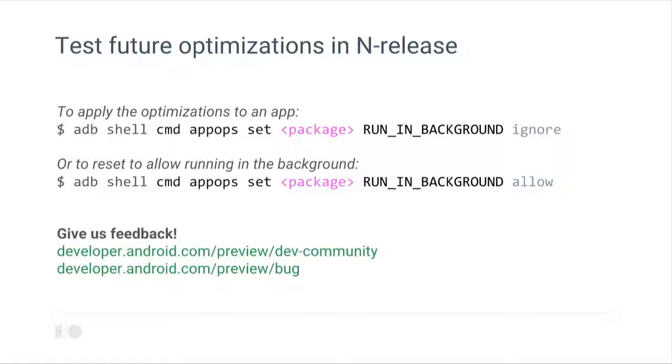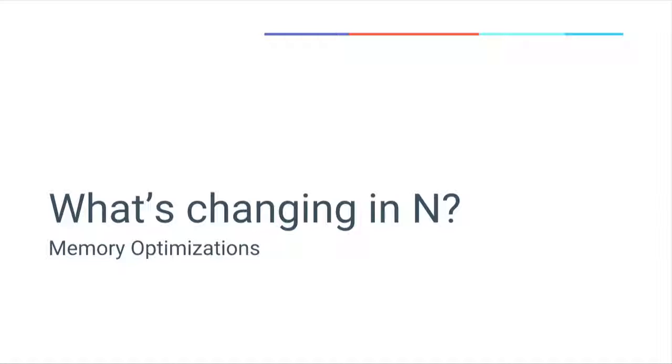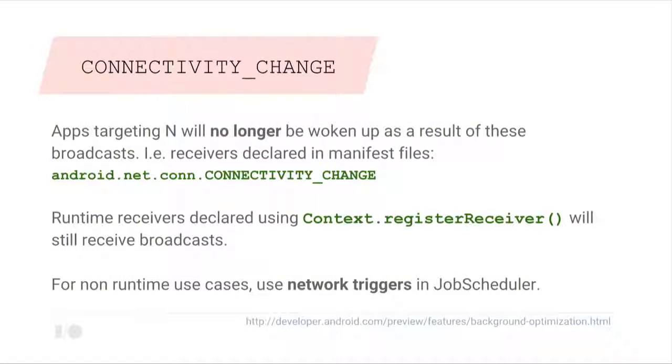Okay, Ashish, so I think your specific question was what's actually going to be changing in the N release. So let me talk a little bit about that. First, I already talked about connectivity change as being a particularly harmful broadcast. So that's one that we're getting rid of. So applications that are targeting the N release will no longer be woken up as a result of this broadcast. This means that if you've declared a receiver for this broadcast in your manifest file, that's no longer going to work. If you declare it at runtime, as I said, runtime receivers for broadcast will continue to work because your application is already running at that point.